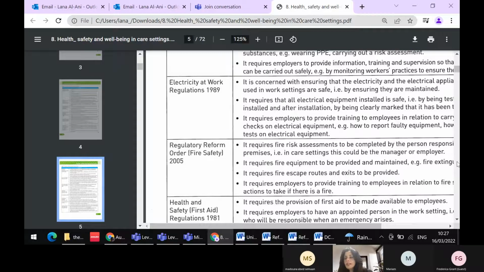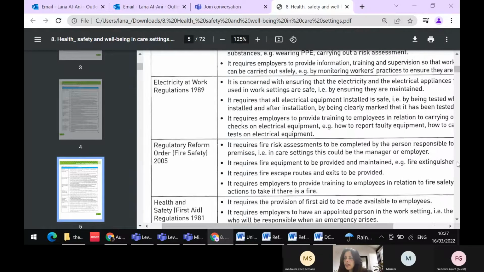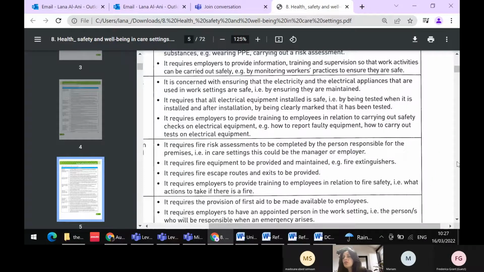And there's also the Electricity at Work Regulations 1989. It concerns ensuring that electricity and electrical equipment used in any care home are always regularly maintained. There is no faulty equipment there. Why? Because if you use any faulty equipment, you would hurt yourself, you would hurt other people, you might cause a fuse in the building. So all this equipment needs to be suitable for use, with no faults.